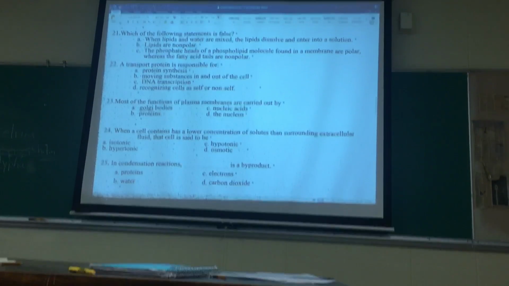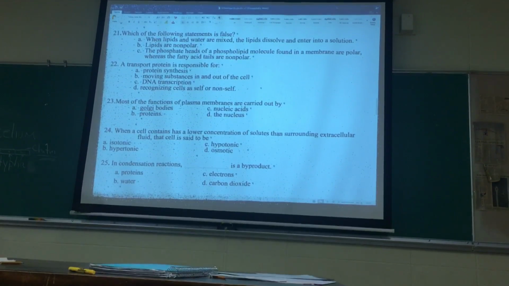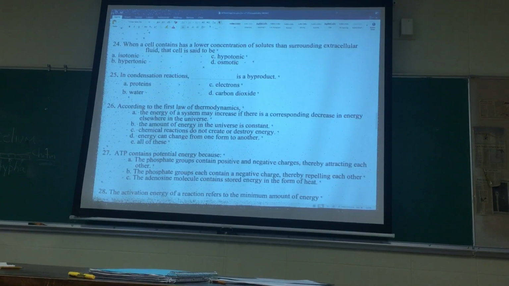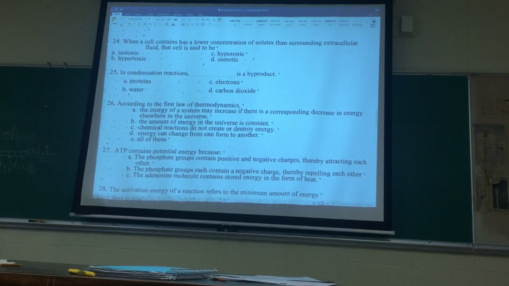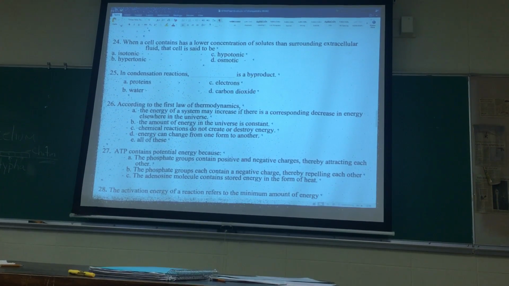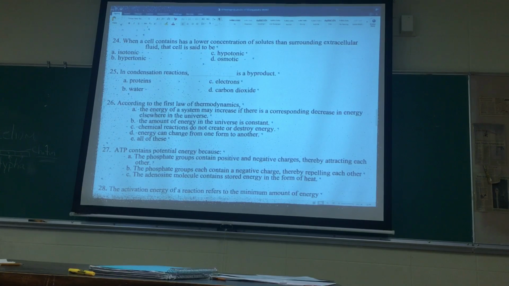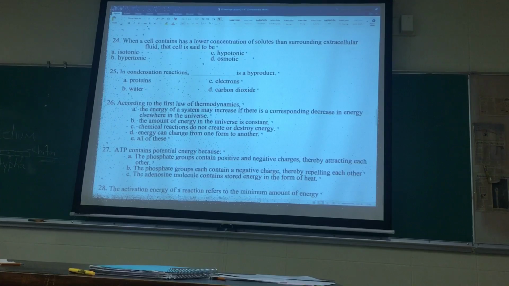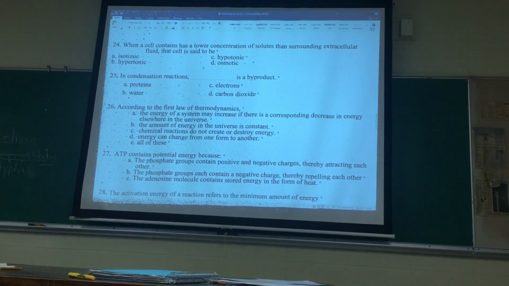Most of the function of the plasma membrane is carried out by proteins. If a cell contains a lower concentration of solutes, then that means it is hypotonic. That cell is hypotonic. Water is a byproduct of condensation reactions.